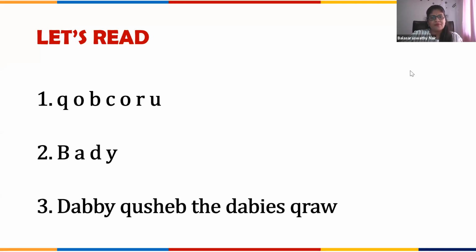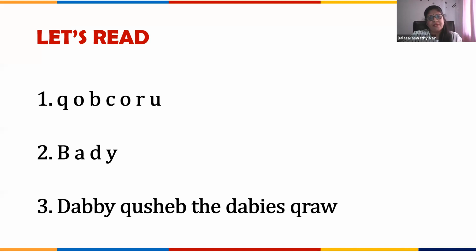Fantastic. Mubashira Begum writes, it is popcorn. Excellent. But can we normally see it as pop? Can we quickly look at it and see it as popcorn? Of course not, right? That's how an LD child looks at this word. This is how, and how do you expect this child to read it? The second word is baby. Absolutely right. And the third sentence is: Daddy pushed the baby's pram.